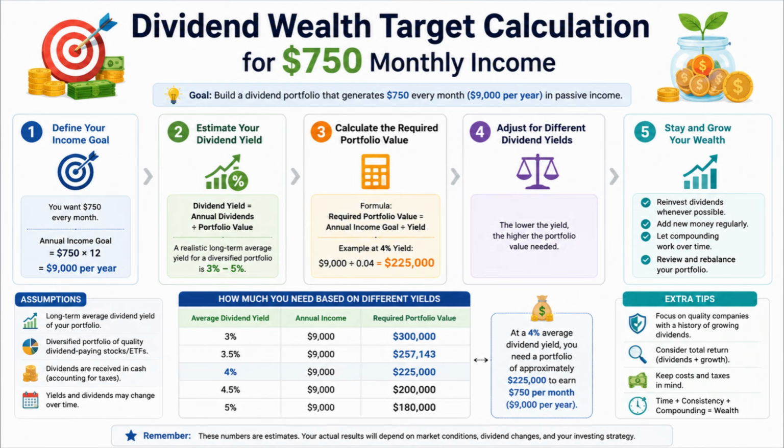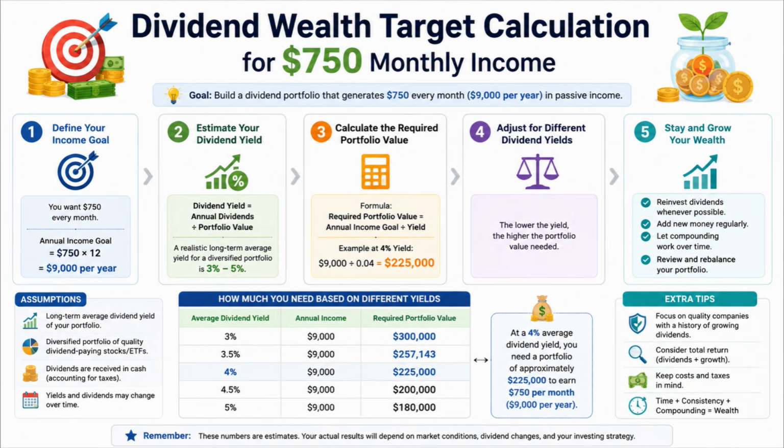Next, we need to estimate the dividend yield. Dividend yield means how much income your investments pay compared to the total value of your portfolio. The formula is annual dividends divided by portfolio value. For many diversified dividend portfolios, a realistic long-term average yield may be around 3% to 5%.